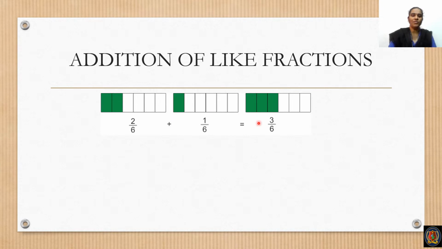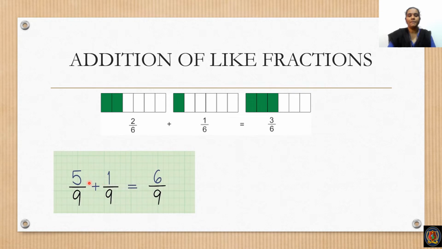Here, in addition of like fractions, we add only the numerator and the denominator is not changed. We write the denominator as it is. Let's see one more example. Add 5 by 9 and 1 by 9. We should add only the numerator, 5 plus 1, which is equal to 6, and the denominator is not changed. Write it as it is. So it is 6 by 9.